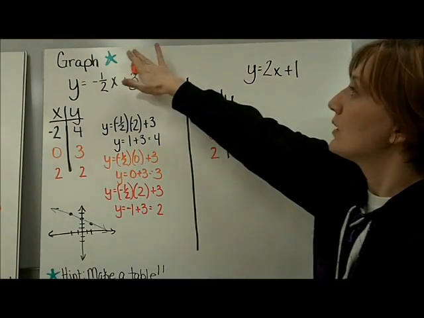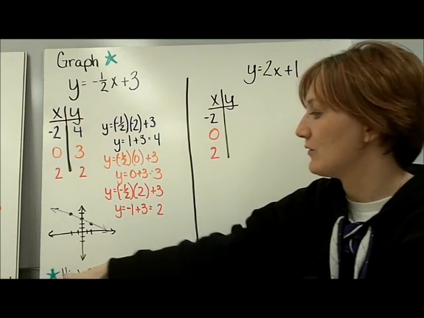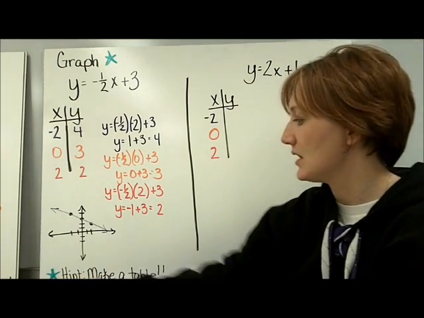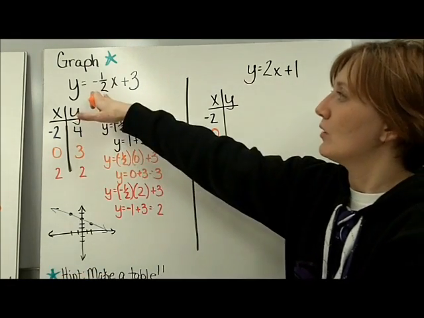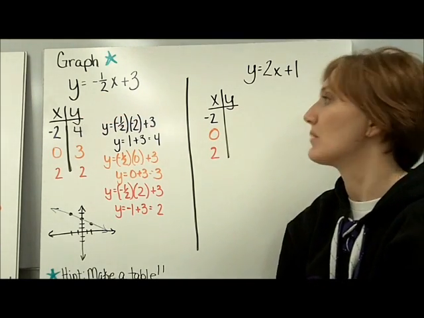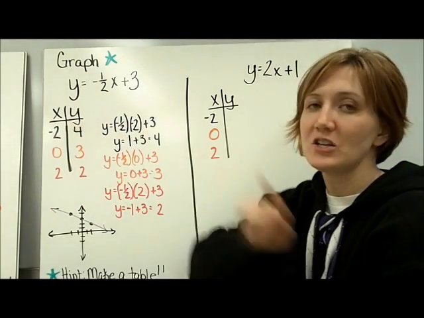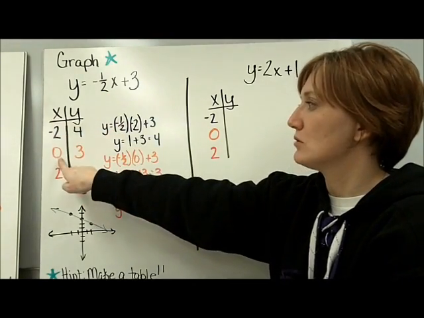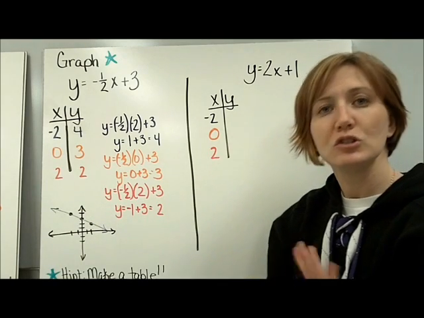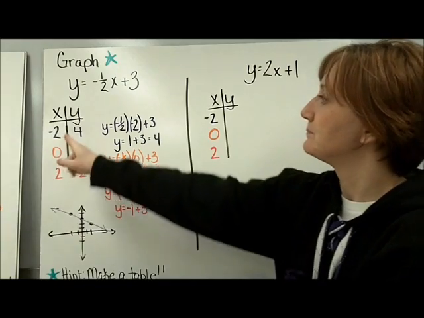Graph. Notice these little stars. I'll randomly put these little stars up in our notes when I give you a hint. And down here it says, hint, make a table. If we're going to graph this, I'm going to figure out what values I'm going to use on my graph by putting it into a table. I generally like to use -2, 0, and 2. You just need 3 values because through 3 values you can make a fairly straight line.